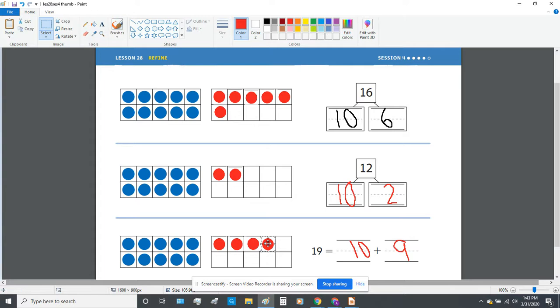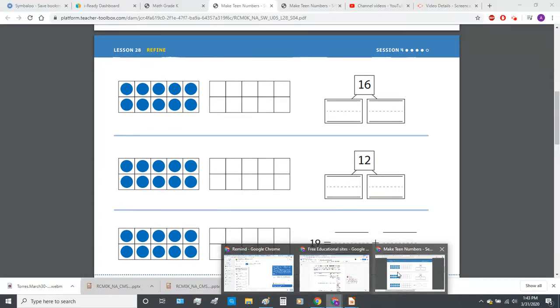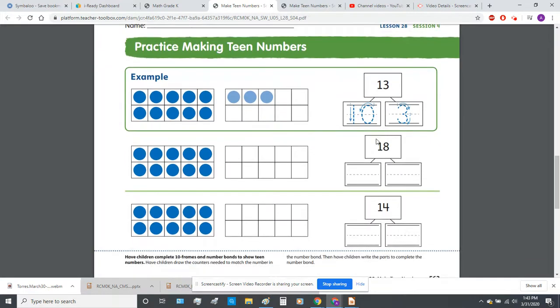So I've got 4, 5, 6, 7, 8, and 9. Now you have 10 plus 9 equals 19. This has been pretty easy, and the next few pages are going to ask you to do the same thing that we just did. You're going to have your 10 frame already filled in, and then you're going to have to split your teen number apart to see how many extras you'll need.